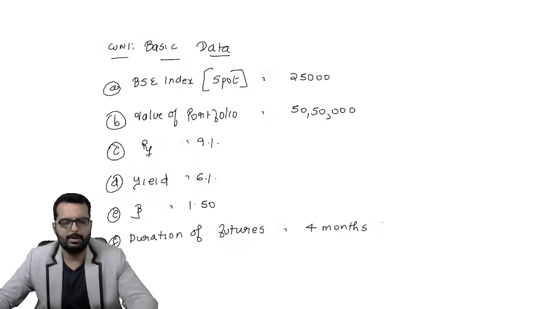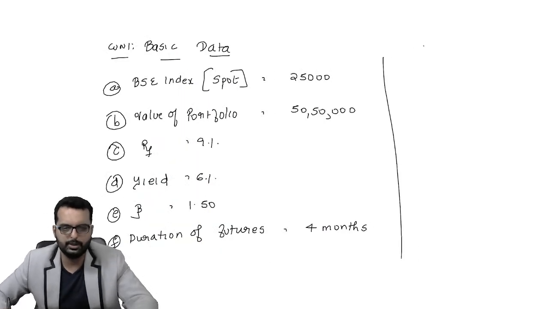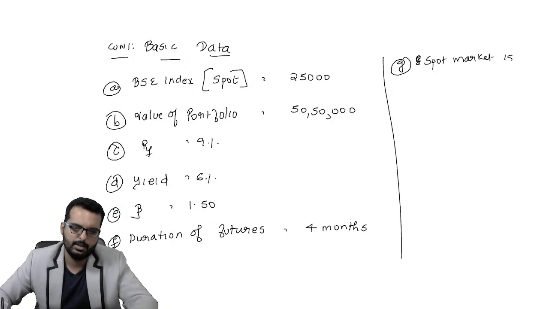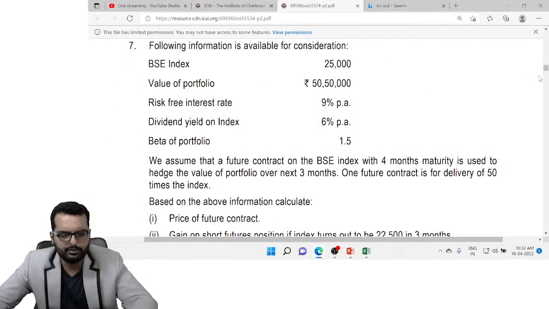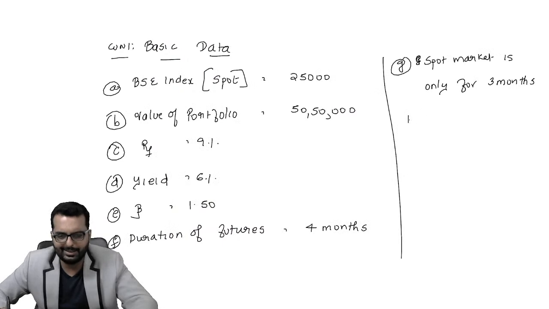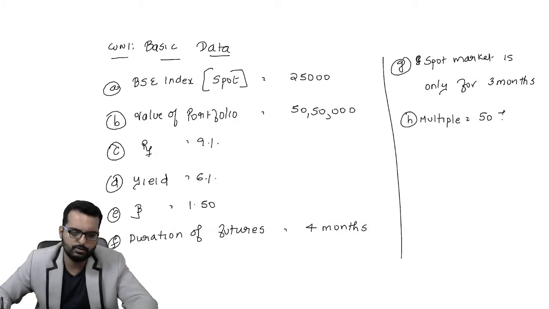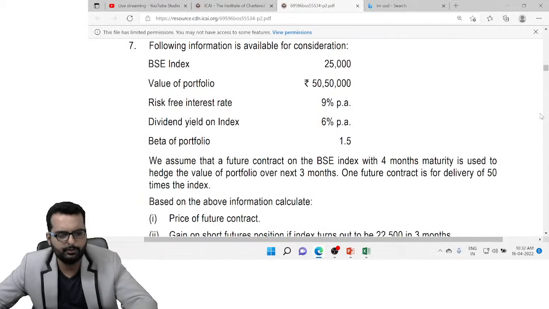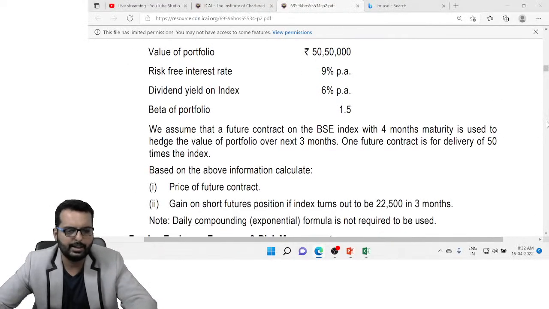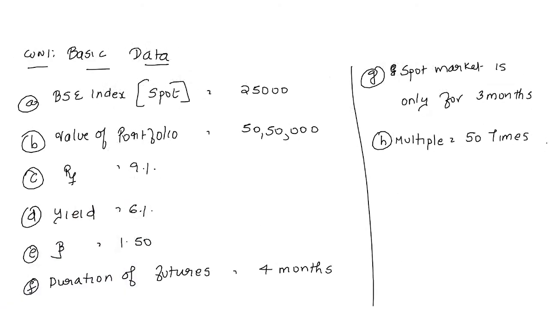All right. But portfolio is hedged for a duration of only, spot market is only for how many months? It is only for 3 months. Okay. One contract future is for delivery 50 times the index. So we have the multiple also over here. How much is the multiple that is told? It is told as 50 times. All right. Can you write down till here in your books and understand this question thoroughly?